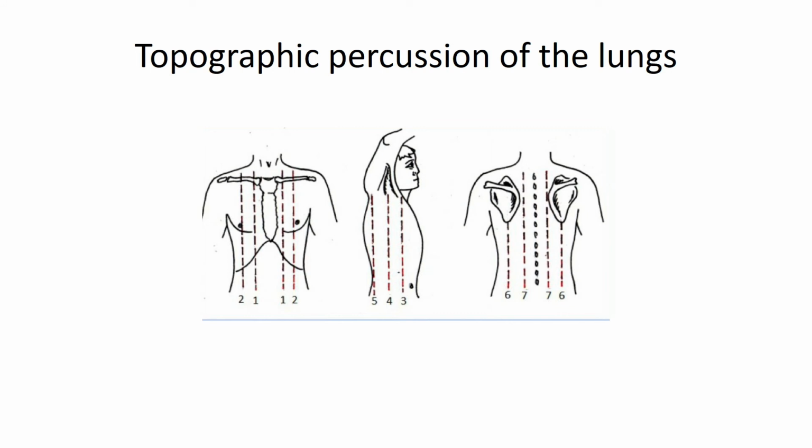Now on this picture you can find the lines of topographic percussion of the lungs. You need to percuss carefully, exactly on these lines shown on the slide. Because if you are not on these lines, you will find a different sound, because we have the clavicle and we have the scapula behind the back.